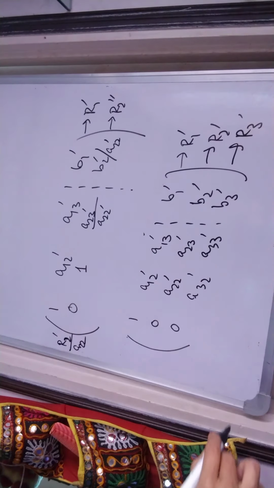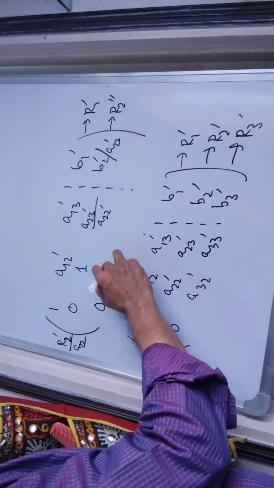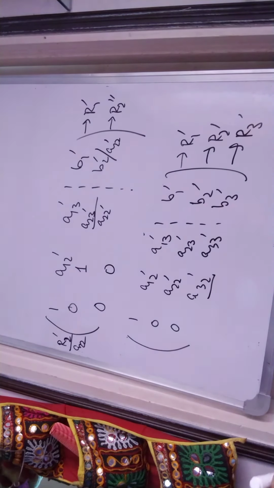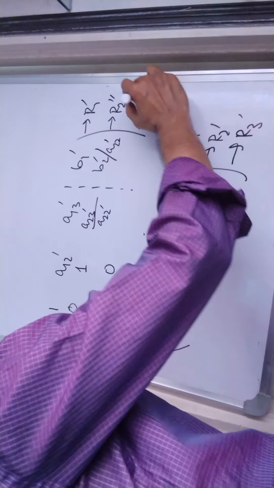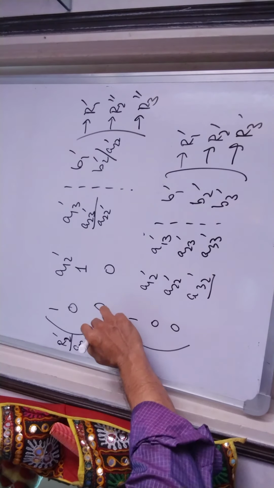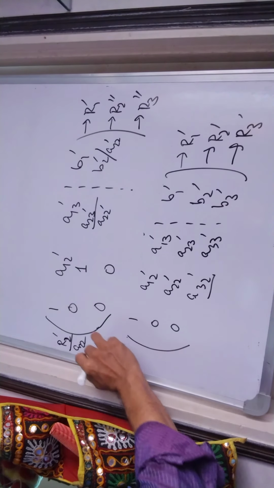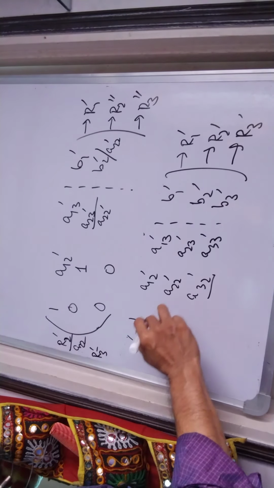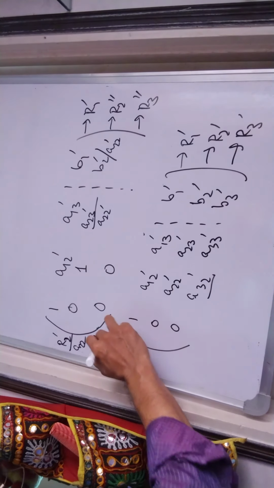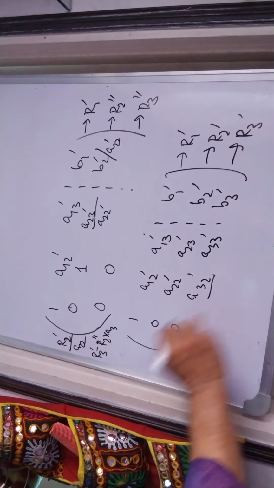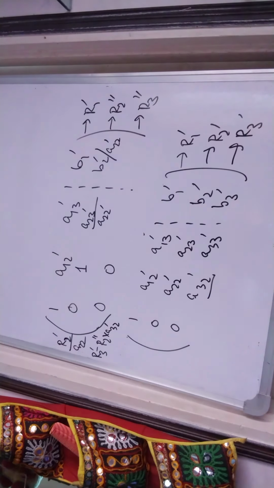And what is the purpose? The purpose is that we again eliminate this element from R3 and we get the new R3 double prime as the old R3 prime minus the new R2 double prime into this element. Fairly simple. That is our purpose.